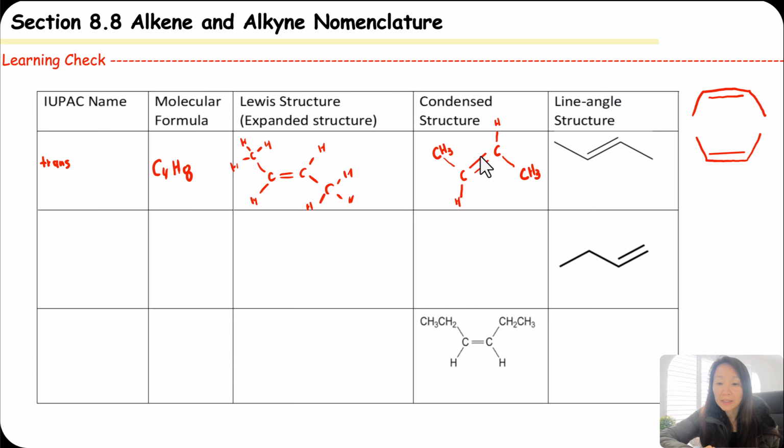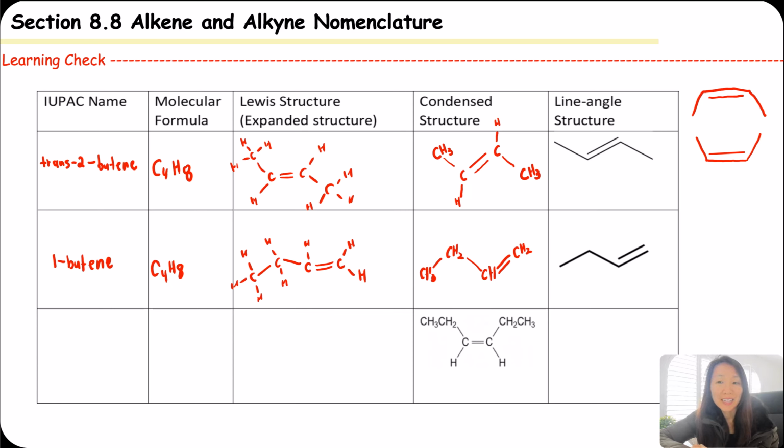The longest chain based on this would be 1, 2, 3, 4. So that's butane, or since there is a double bond, it's a butene. And the carbon in which the double bond starts is carbon number 2. Whether you count it from the right or the left, it's still carbon number 2. So it'll be trans-2-butene. Try it for the next one and come back to see if you got the correct answer.